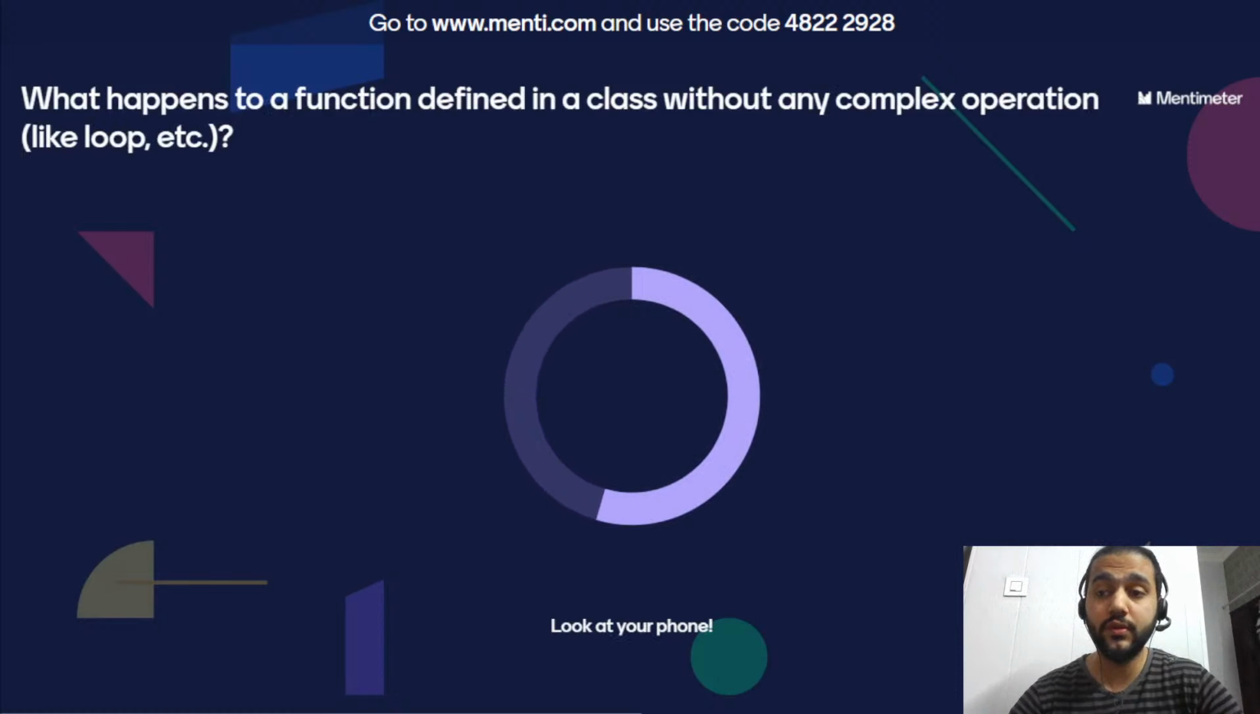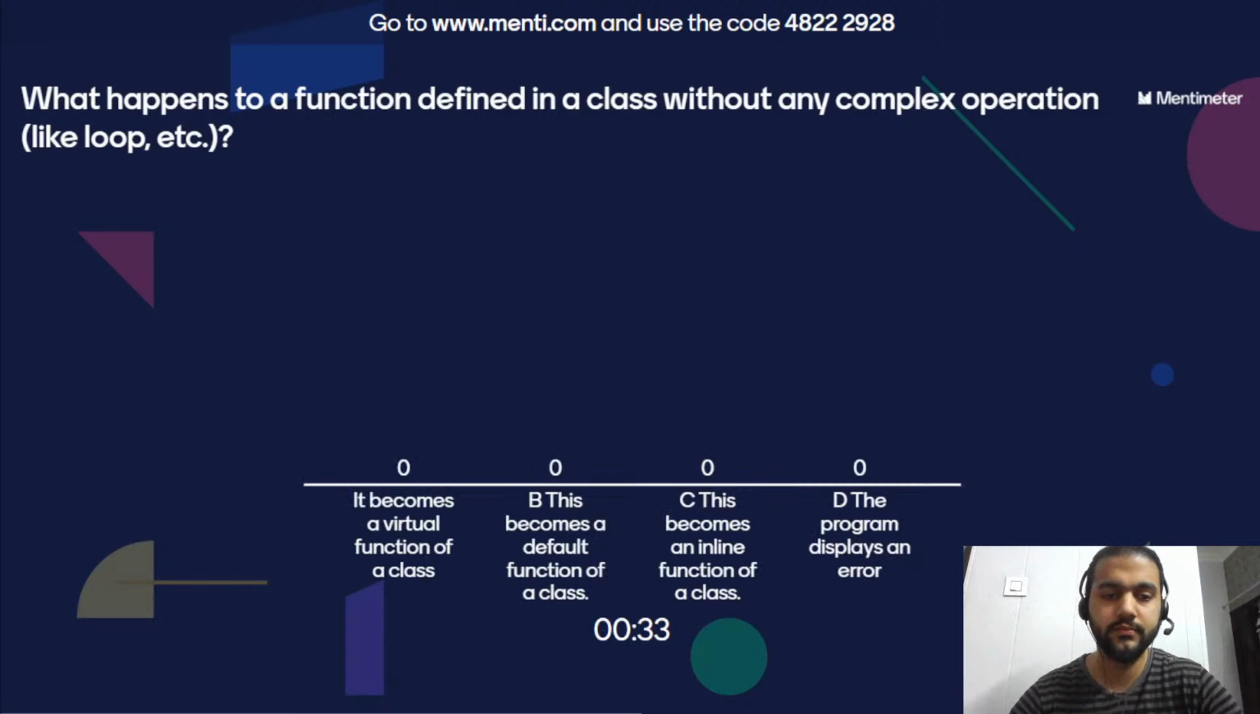So, what happens to a function defined in a class without any complex operation like loop, etc.? So option A, it becomes a virtual function of a class. B, this becomes a default function of a class. C, this becomes an inline function of a class. D, the program displays an error. Make sure to select the correct option as fast as you can. What happens to a function defined in a class without any complex operation? This is the question, and everyone has voted.